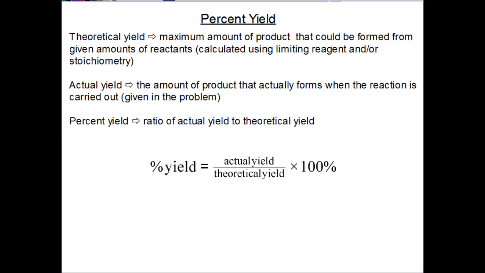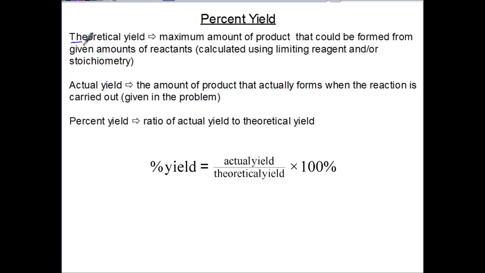Okay, and this is calculated using either the limiting reagent process that we talked about the other day, or just regular old stoichiometry. So this is what we've been doing in class for about the last week. We've been finding theoretical yields.